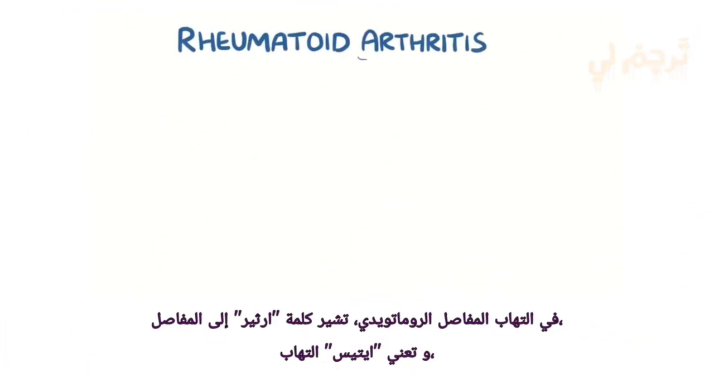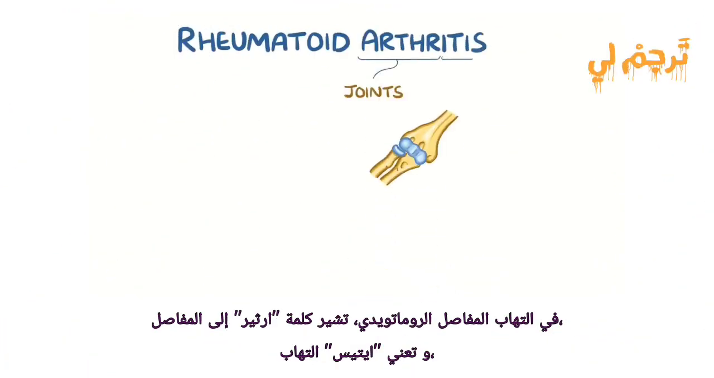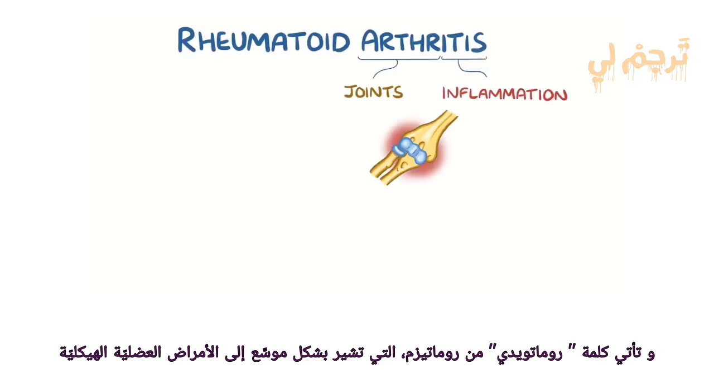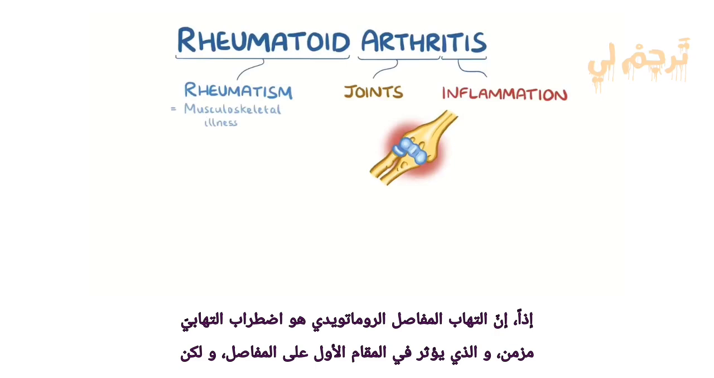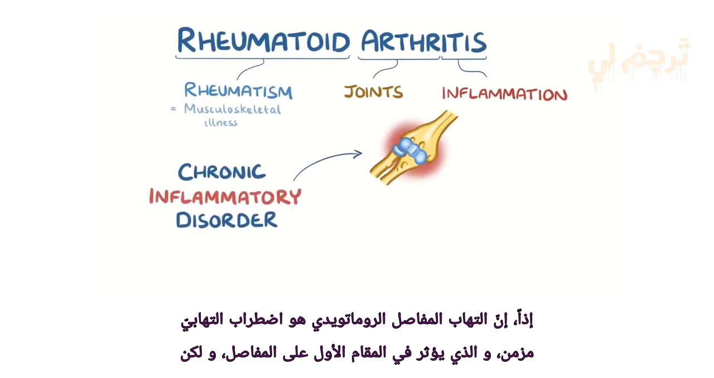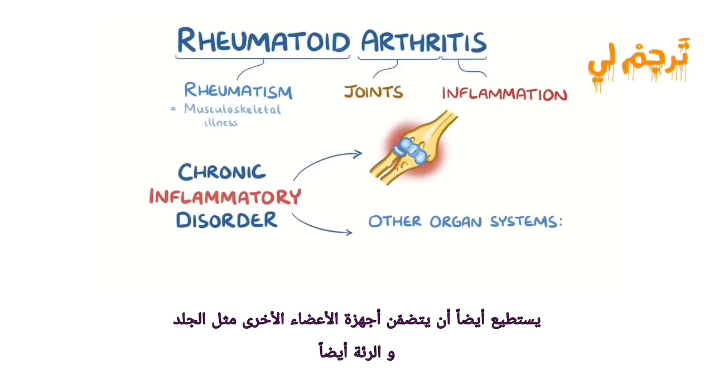Rheumatoid arthritis: arth refers to joints, itis means inflammation, and rheumatoid comes from rheumatism, which more broadly refers to a musculoskeletal illness. So rheumatoid arthritis is a chronic inflammatory disorder that mostly affects the joints, but can also involve other organ systems, like the skin and the lungs as well.